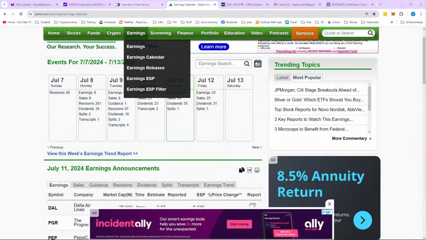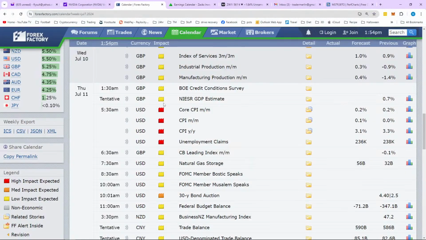Sorry to ask, when is CPI to be released? So they come out 1 hour before the market. So you can go here to Forex Factory and you can see there's 3 different readings of it.